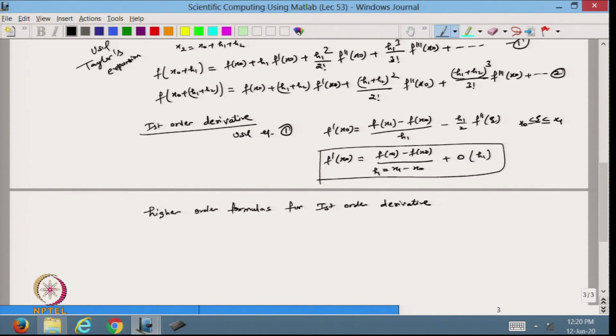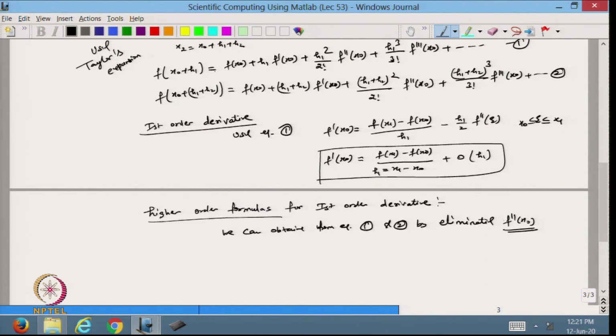Now, I want to increase the order of accuracy. So, what I do, I want to find the higher order formula for the first order derivative. So, this I can write down. We can obtain from equation 1 and 2 by eliminating f double dash x naught. So, we can eliminate this one. How can we eliminate f double dash x naught?